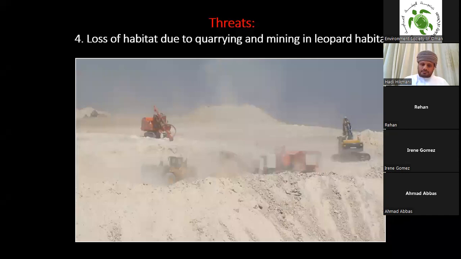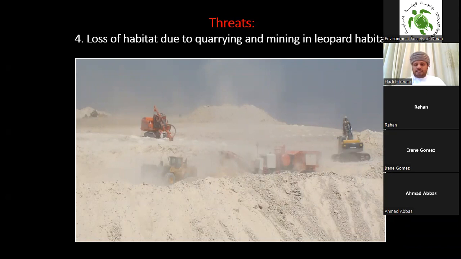Quarrying and mining in the leopard habitat is also a threat, not just disturbing the leopard, but also preventing gene flow and movement between the leopard subpopulations in the Dhofar Mountains. For example, having these quarries in some of the corridors limits leopards from moving between the different mountain regions, and that was later confirmed by genetic studies.